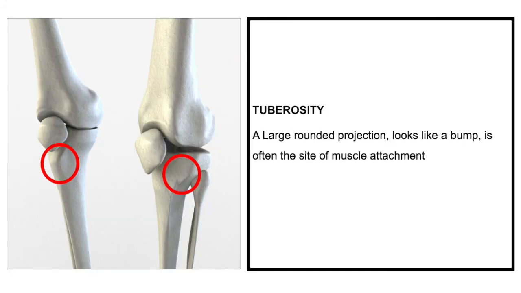So last one is tuberosity. So tuberosity is a large rounded projection. Okay, and it's used for muscle attachment. Shown in the picture right now is the tibial tuberosity. It's on the tibia. It's a bony projection on the tibia. It is where the rectus femoris, so the quadricep muscle group, actually attach to the tibia on the tibial tuberosity.